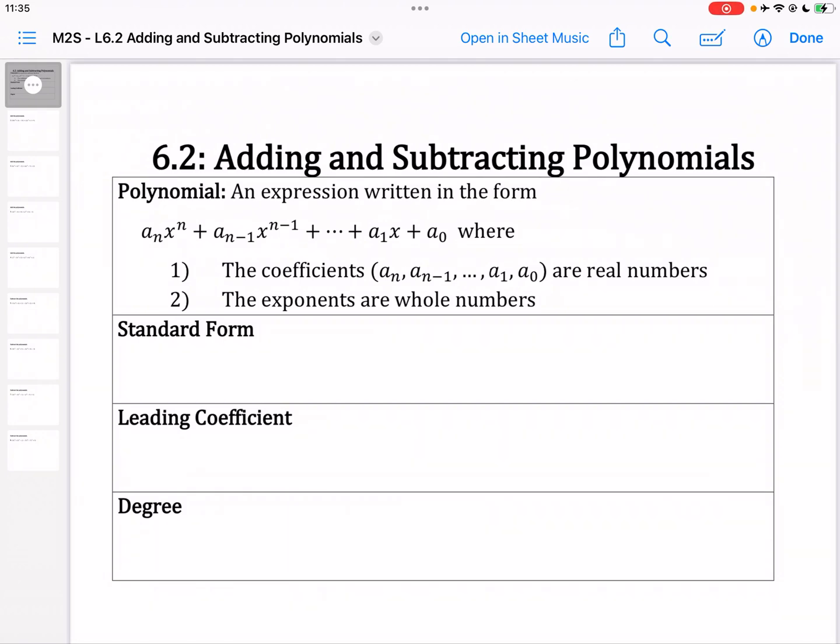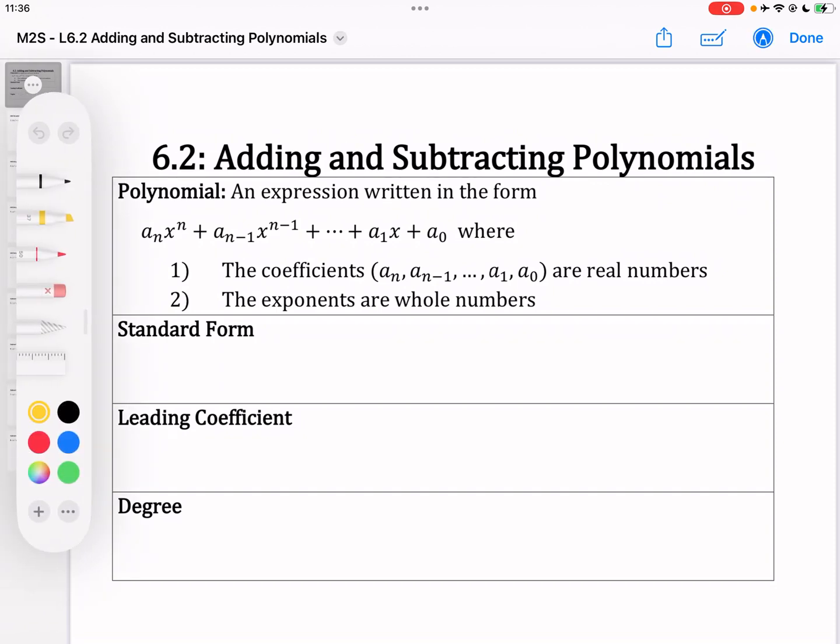Before we go through the process of adding and subtracting polynomials, I just want to make sure you know the rough definition of what a polynomial is. A polynomial, as shown on the screen, is an expression written in this form where the coefficients, the numbers in front of the variable, are real numbers. So all the numbers in front of the variables have to be real numbers. And then the exponents of all the variables are whole numbers. Whole numbers are any numbers starting with 0, 1, 2, 3, 4, and so on.